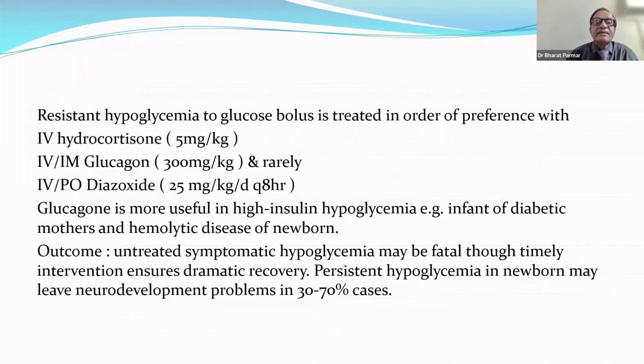Hypoglycemia resistant to glucose bolus is treated, in order of preference, with IV hydrocortisone 5 milligram per kg, IV or IM glucagon 300 microgram per kg, which is rarely required, and IV or oral diazoxide 25 milligram per kg 8 hourly. Glucagon is more useful in high-insulin hypoglycemia, in case of infant of diabetic mother and hemolytic disease of newborn.